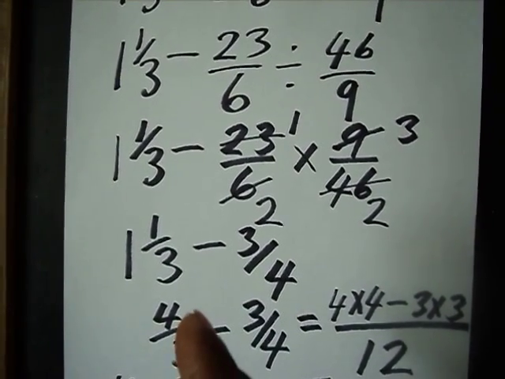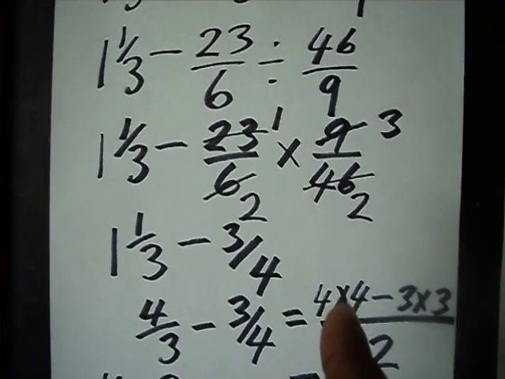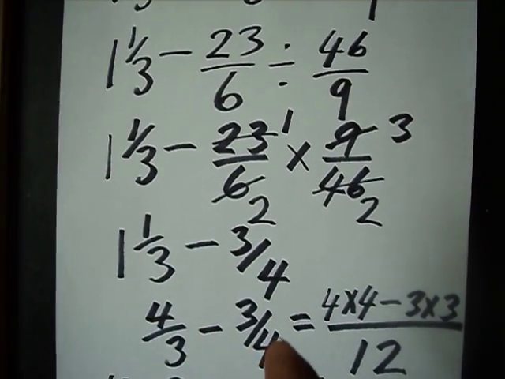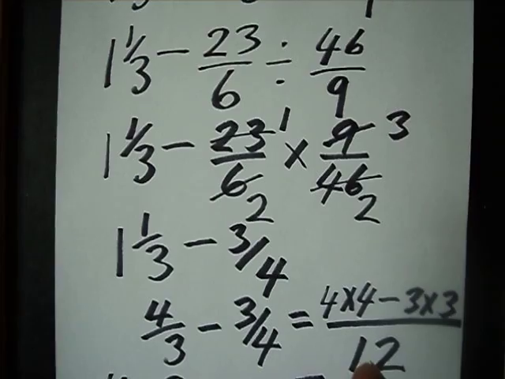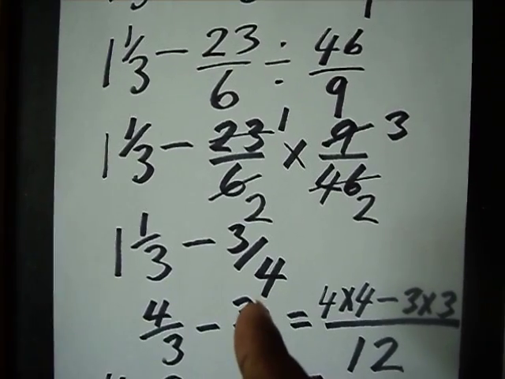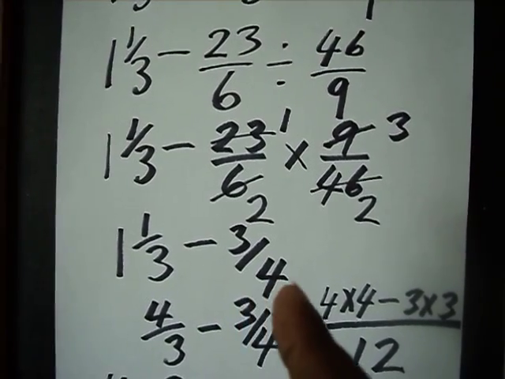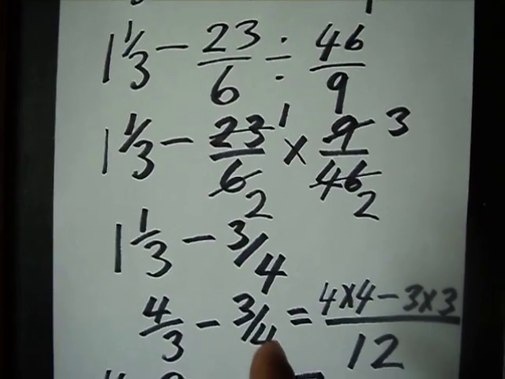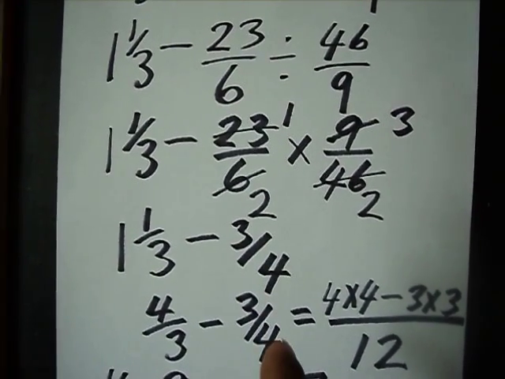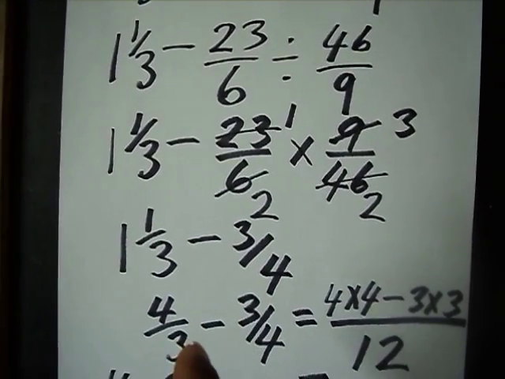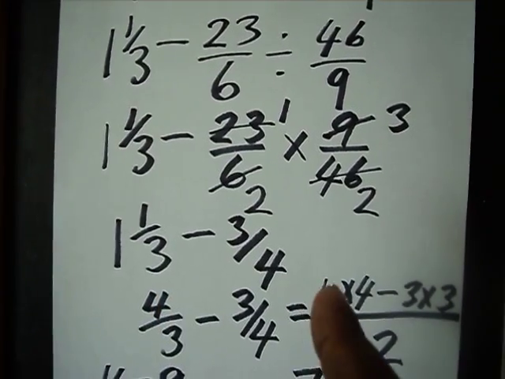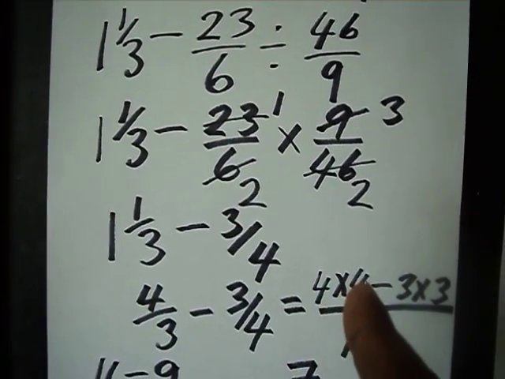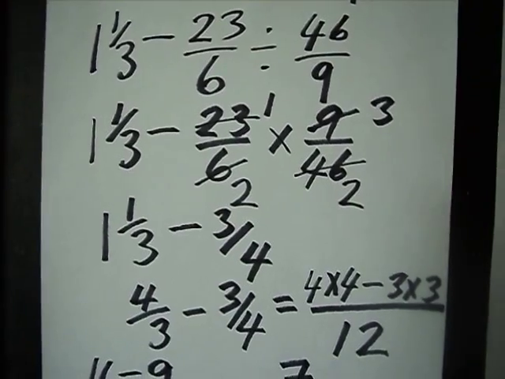So what number multiplied by 3 is going to give me 12? That is 4. So 4 times 4, minus what number multiplied by 4 is going to give me 12? That's 3. So we multiply 3 here, 3 times 3. Whatever we multiply down, we multiply up. Multiply by 3, you multiply by 3. Multiply by 4, you multiply by 4. So it's 4 times 4 minus 3 times 3.